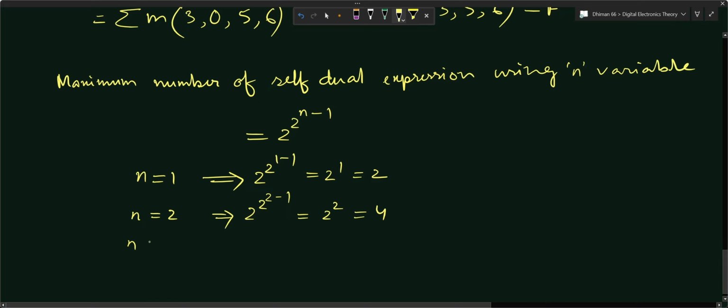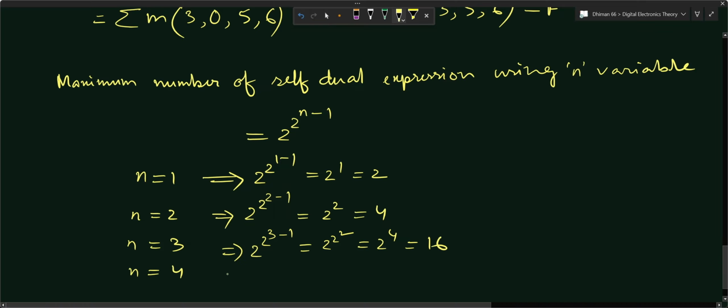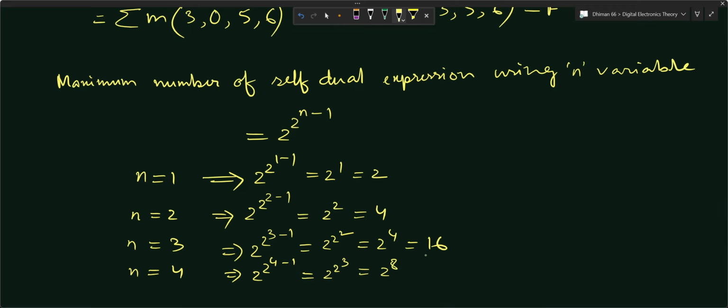If we have n equal to 3, what will happen? 2 to the power 3 minus 1. So what will happen? 2 to the power 2 square. Okay, so from here 2 to the power 4, this is equal to 16. Similarly, you can find out for n equal to 4. So what will happen? 2 to the power 2 to the power 4 minus 1. So this is equal to 2 to the power 2 cube is equal to 2 to the power 8. 2 to the power 8 means it is 256.